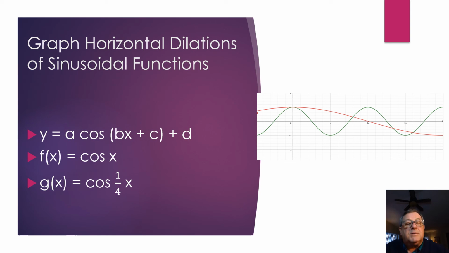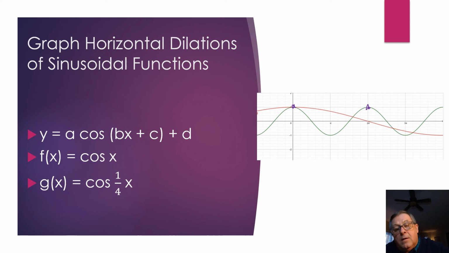All right, so here we have two functions. We've got f of x equals the cosine of x. It's our parent function, and we see that in green. My period goes from this point right here to this point right here. Once again, it's 2 pi. And then we've got g of x, which we see graphed in red, which is the cosine of 1/4 x.